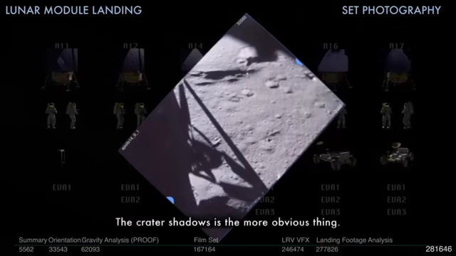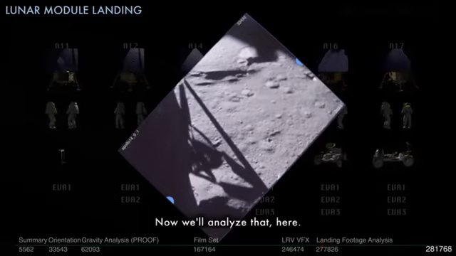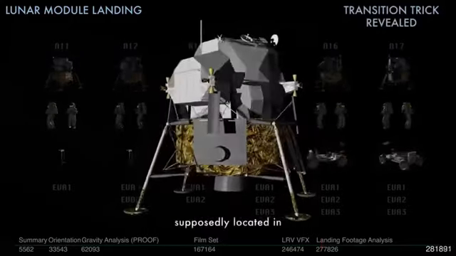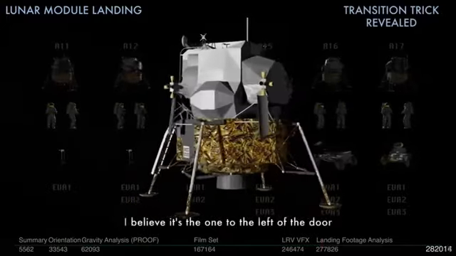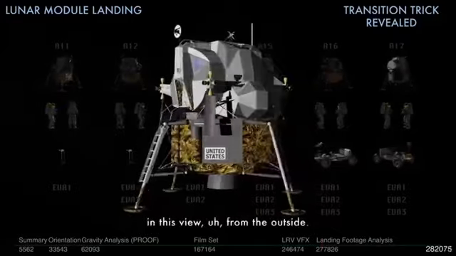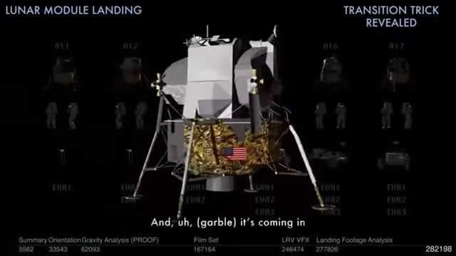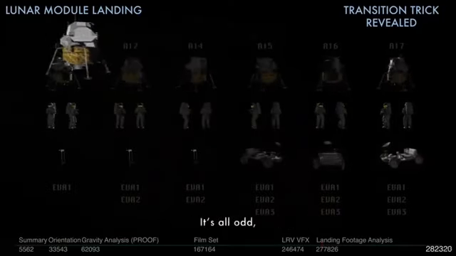Now we're analyzing that. The camera is supposedly located in the filming through the triangular windows. I believe it's the one on the left of the door, in this view from the outside, and it's coming in upside down kind of. It's all odd, so I had to turn the image so that you can see the reference.